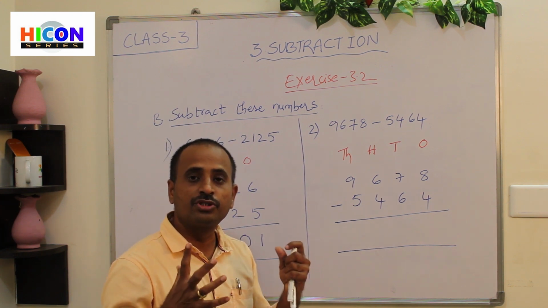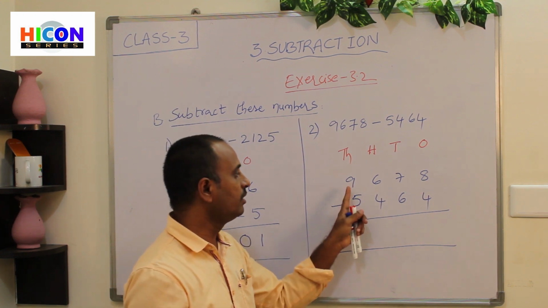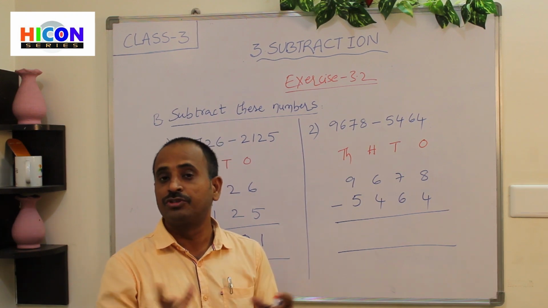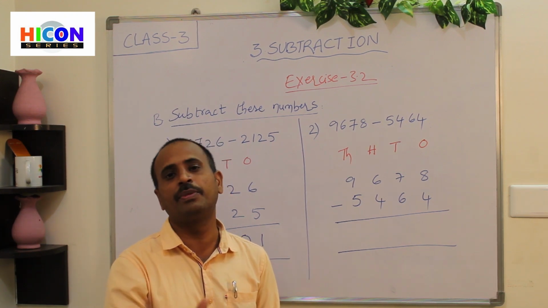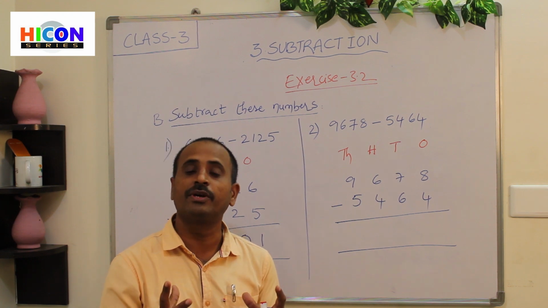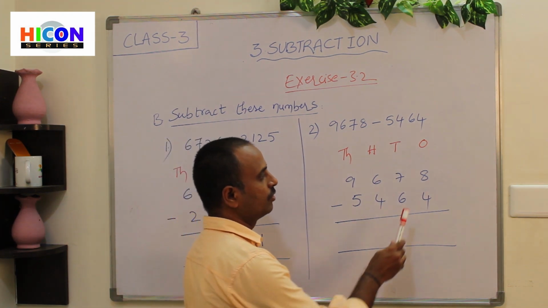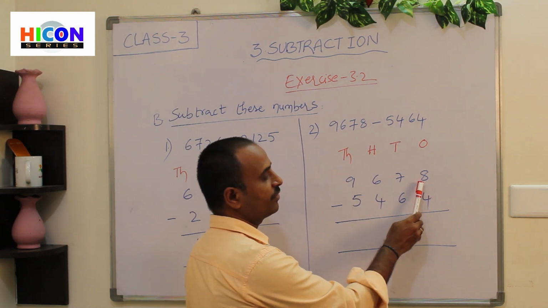So you should remember that all the digits should be at their corresponding places. We should not change their places. Then the answer will become wrong. So let us start subtraction. So go to ones place, start subtraction from ones place.